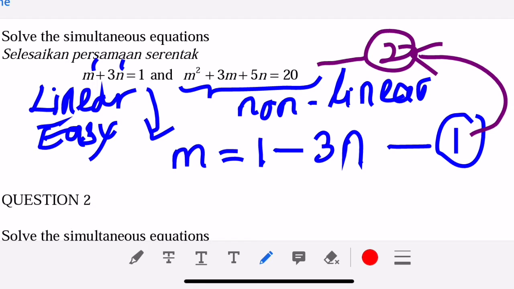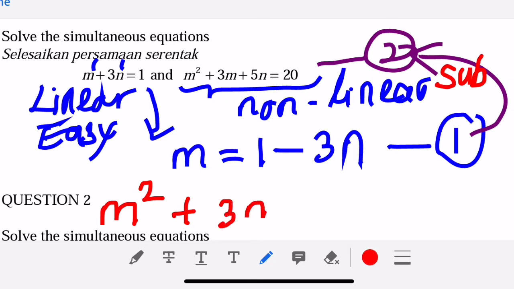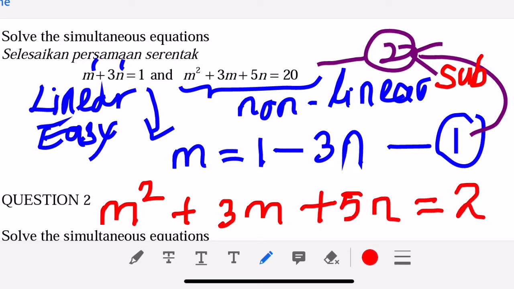Sub the easy one. Substitute, I write the short form. I'm going to substitute 1 into 2. Let's copy down the 2 carefully. We have m squared, right? We are going to substitute the 1 minus 3n later. We have plus 3m. When you copy, be careful. Make sure you don't change the equation.